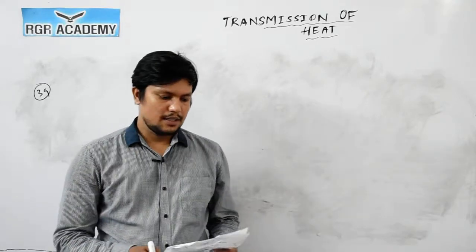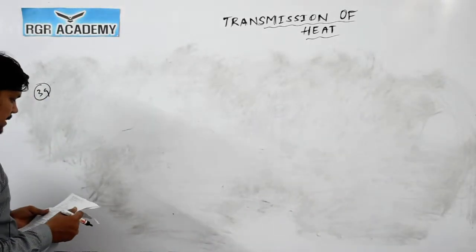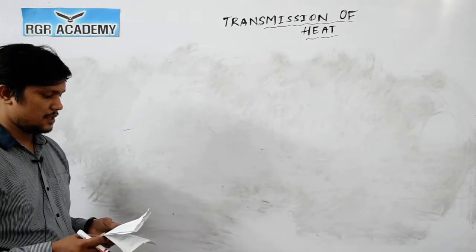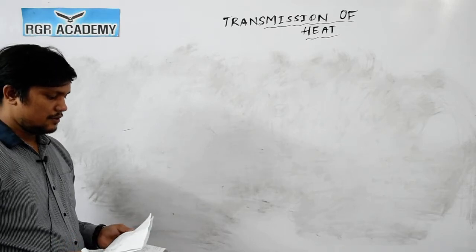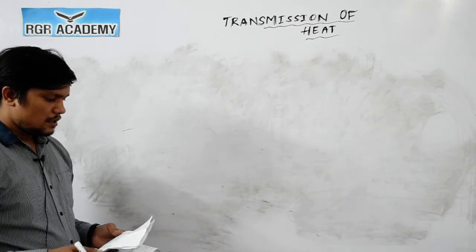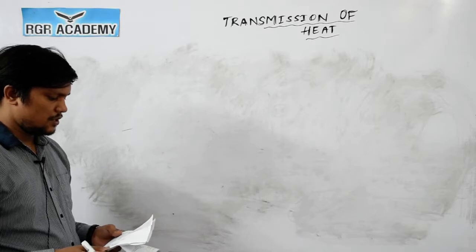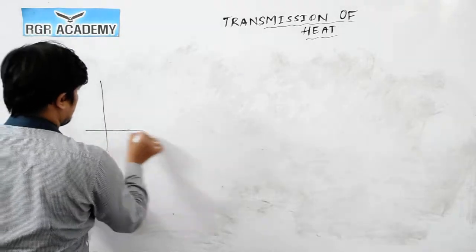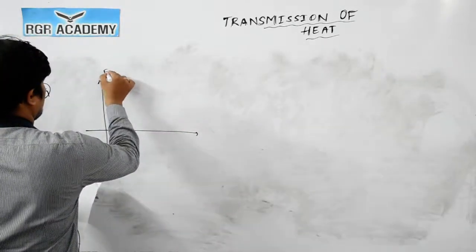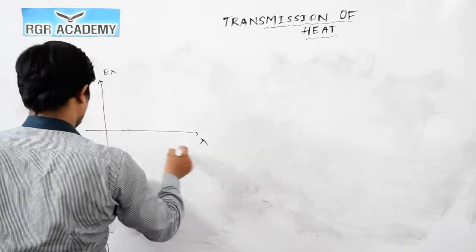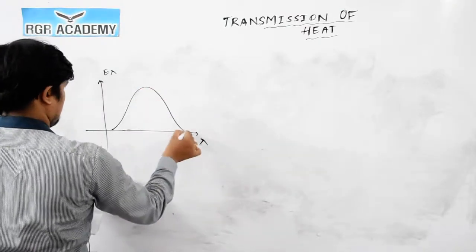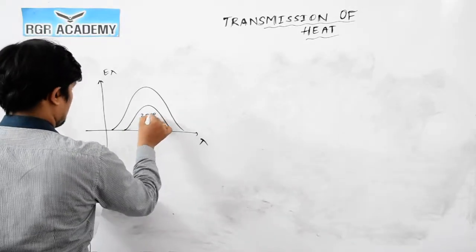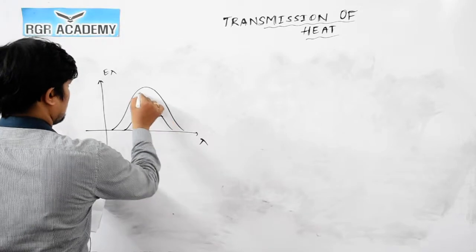So question number 39. The adjoining diagram shows the spectral energy density distribution E lambda of a black body at two different temperatures. If the areas under the curves are in the ratio of 16:1, then the value of temperature T is? So this type of curve is given to us. This one is lambda, and this one is 2000, this is T Kelvin.